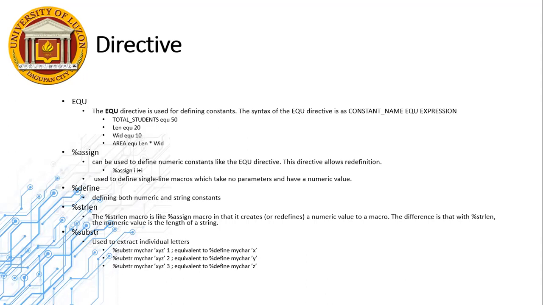Defining it will define both numeric and strings. String length is like the macro assign, in that it creates or redefines a numeric value for a macro. The difference is that with string length, the numeric value is the length of a string.